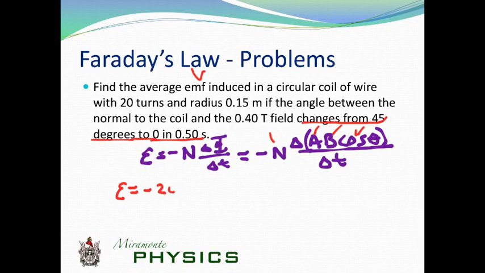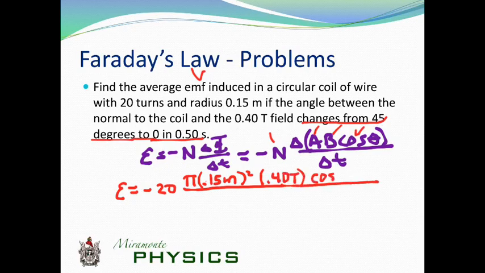I have EMF is equal to minus 20, that's the number of loops, times pi r squared, since that would be my area of my loop, times 0.4 Tesla. Now, keep in mind, all of those things, the radius doesn't change, the magnetic field doesn't change, but the angle does. And we want to go final minus initial.